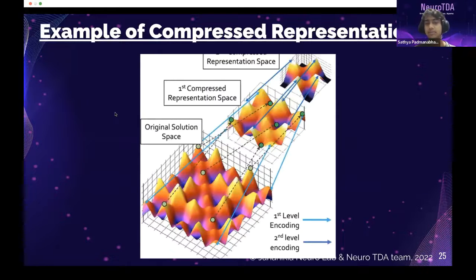So this is an example of a compressed representation. As you can see, the original solution space is just an array of peaks and a bunch of colors. With each level of encoding, we sort of narrow that down. But as you can see, we still keep the shape of that array of peaks. Those peak shapes are still there, and those colors are still there. They're just a little bit more compressed, but the original shape is still kept, and that's what's important because shape is the most important part to our project, and we need to be able to retain that.